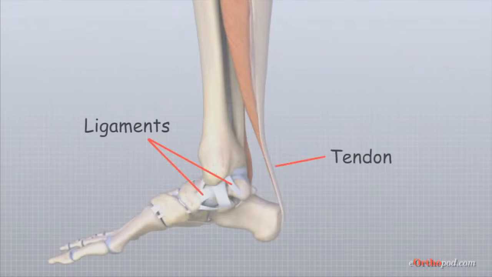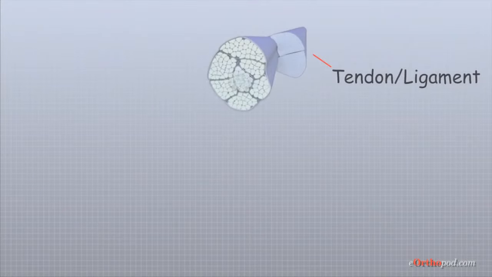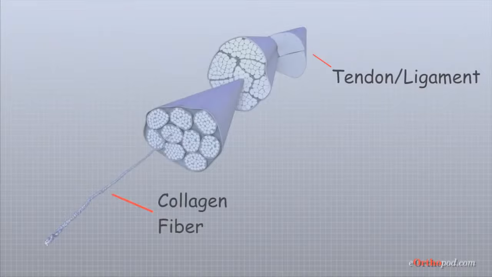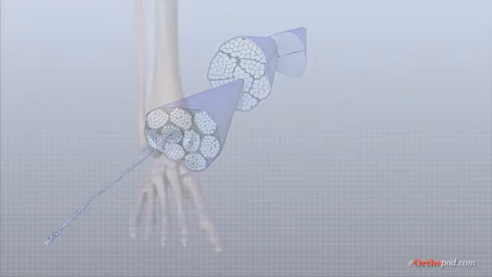Ligaments and tendons are soft tissues that attach bones to other bones and muscles to bones. The difference between ligaments and tendons is that ligaments attach bones to other bones and tendons attach muscles to bones. Both of these structures are made up of small fibers of a material called collagen. The collagen fibers are bundled together to form a rope-like structure. Ligaments and tendons come in many different sizes and shapes. The thickness of a ligament or tendon determines its strength.